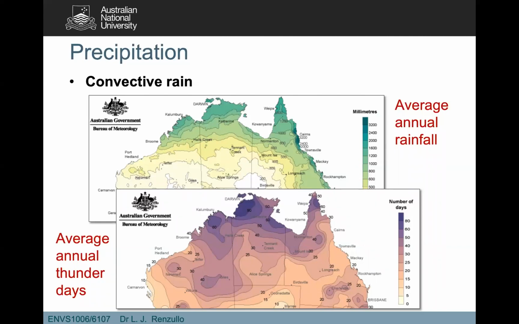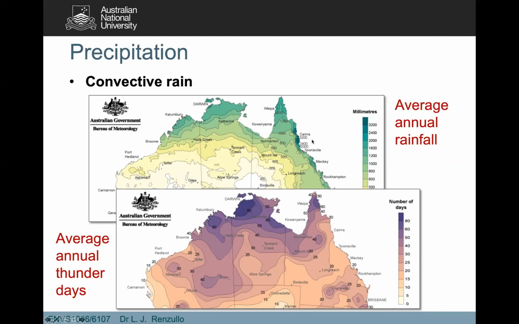Broadly across Australia, convective rain dominates the northern part of Australia. So the northern part of Australia, as you recall, gets its rain mostly in the monsoon season, where you can get up to 3 meters of rainfall on average over the year. And then there's the number of days where you get thunderstorm activity. Thunderstorms are typical of those cumulonimbus clouds, those strong convective rainfall events. You see a lot of that dominating the landscape in northern Australia.